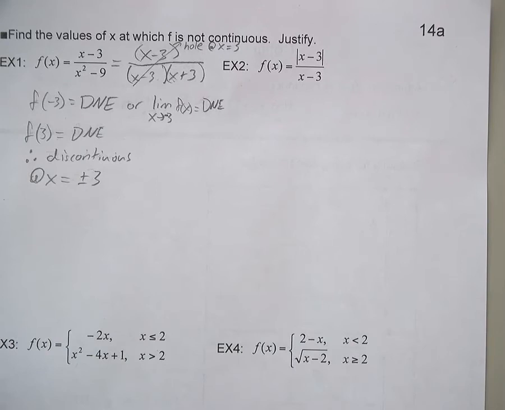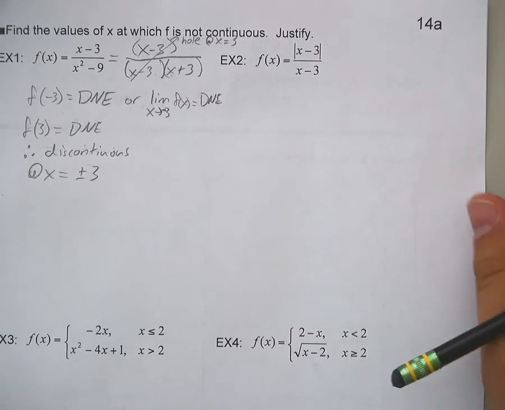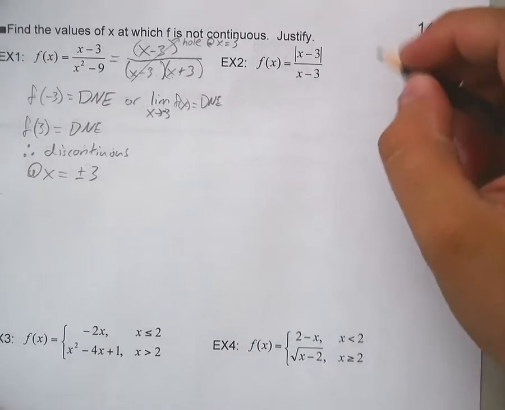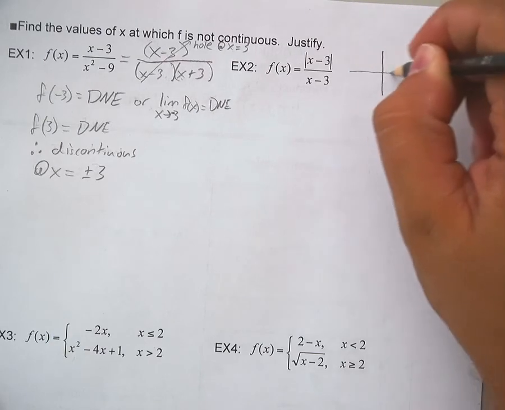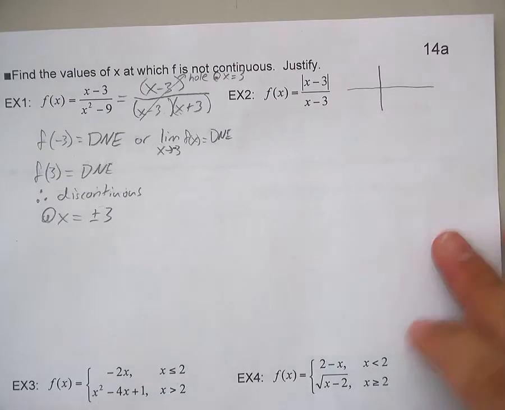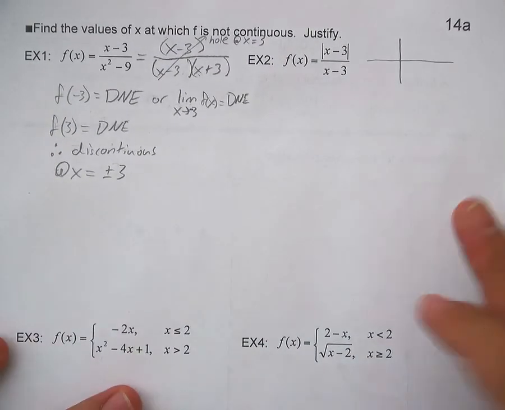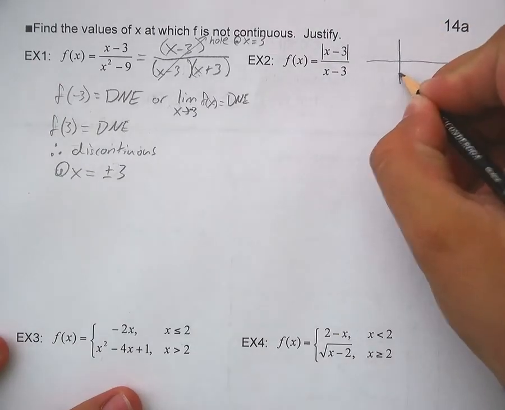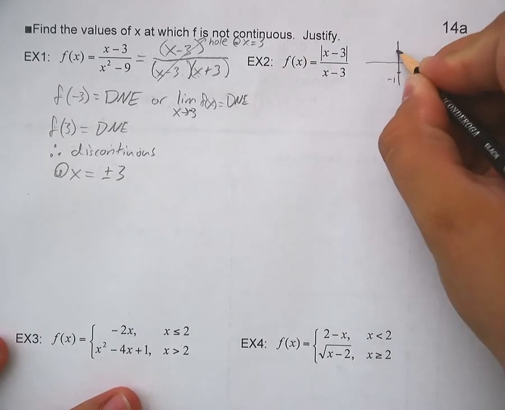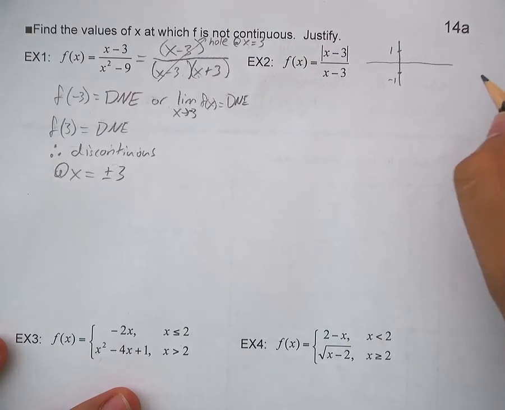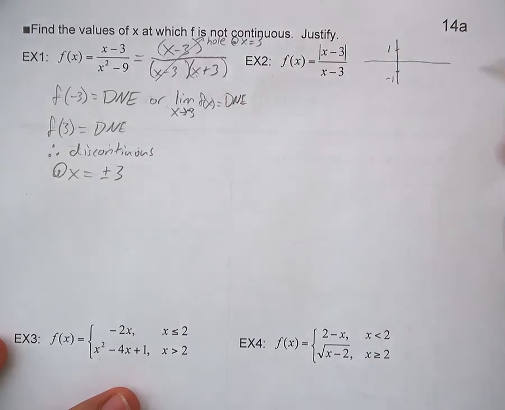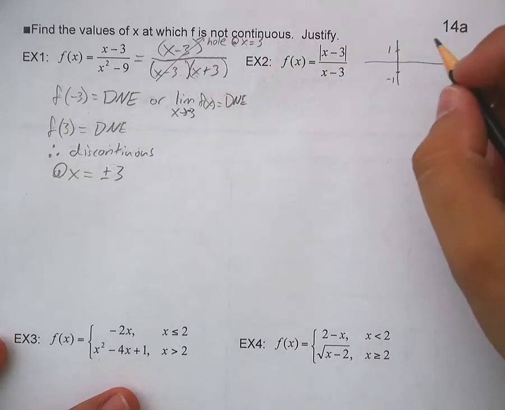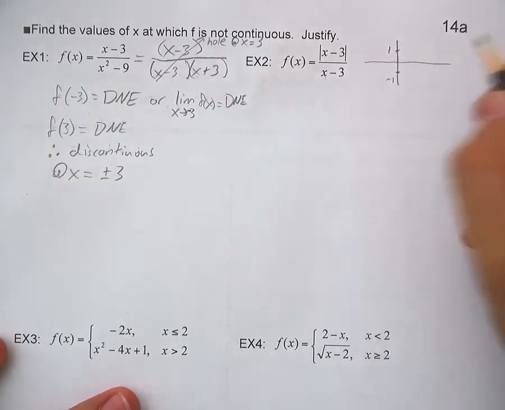Now on example 2, the degree on the top is the same as the degree on the bottom, so you know you're going to have a vertical asymptote here. Let me just draw you a quick sketch of what this is going to look like. If you were to divide this thing out, you'd have down here negative 1, up here positive 1, right? And then since these are the same on top and bottom, you know the function is going to be 1. But there's a problem here when you get to positive 3.